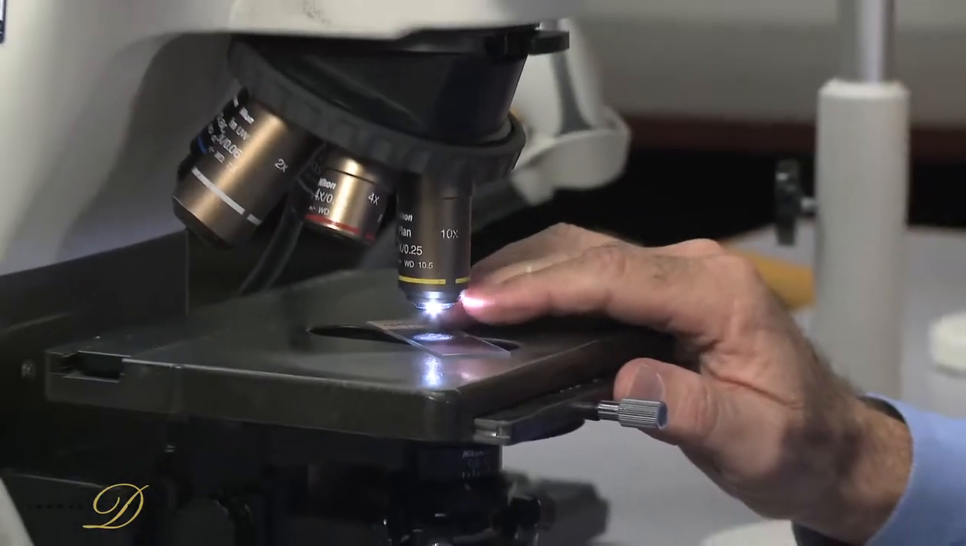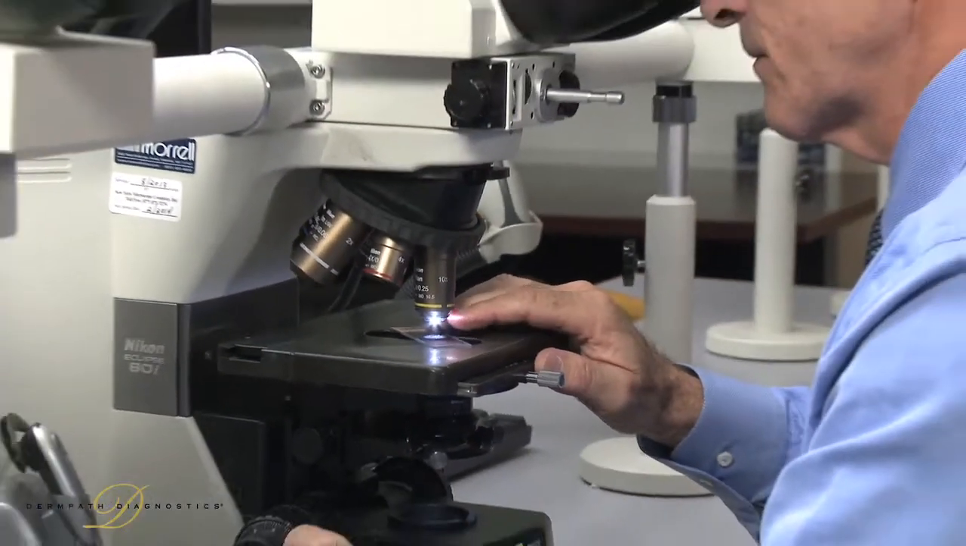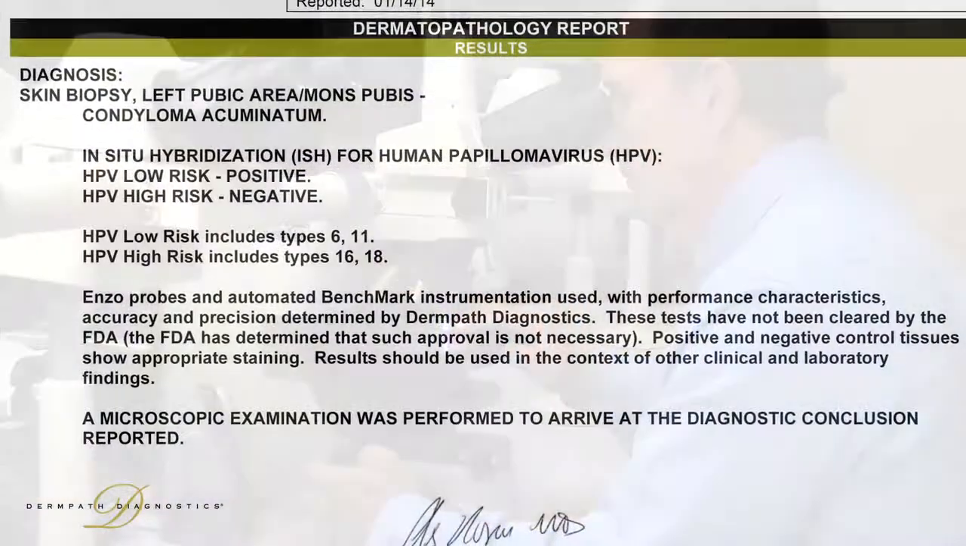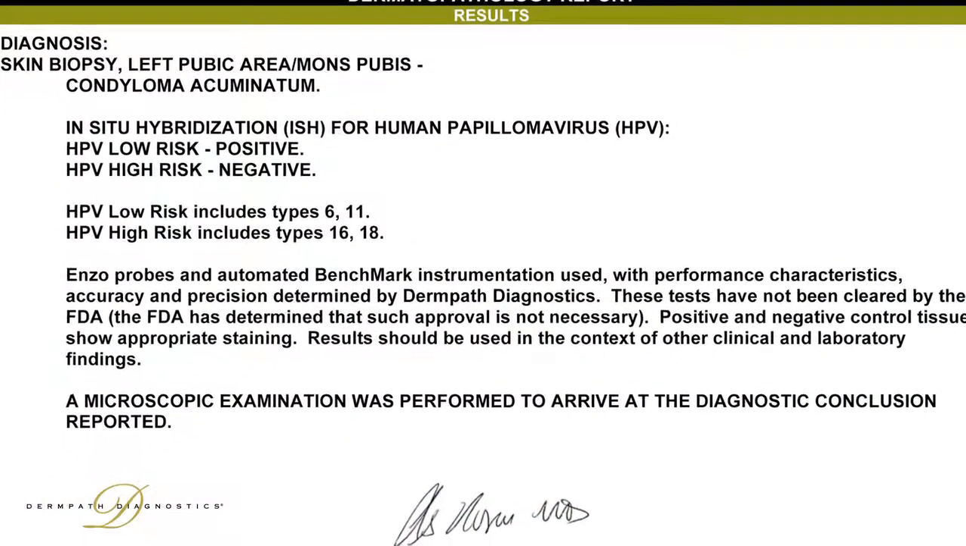When the dermatologist gets the diagnosis back that it's positive for high-risk human papillomavirus, they are usually a little bit more aggressive in the treatment, and they have to follow the patients way more closely for the potential development of squamous cell carcinoma, be it in situ or invasive squamous cell carcinoma.